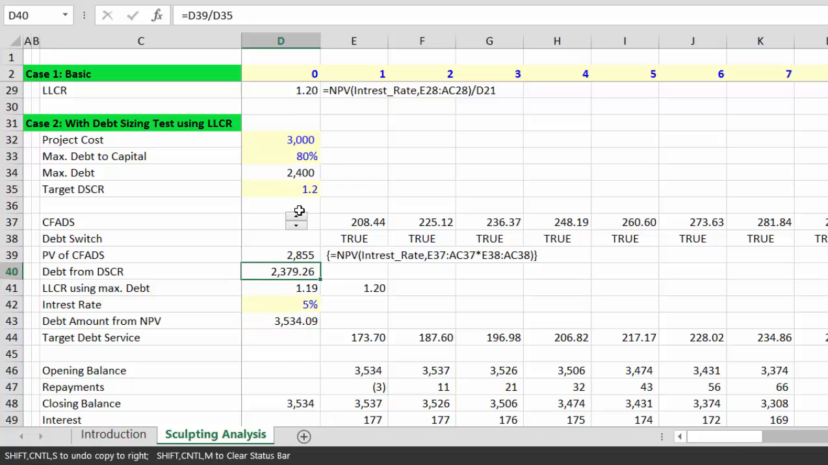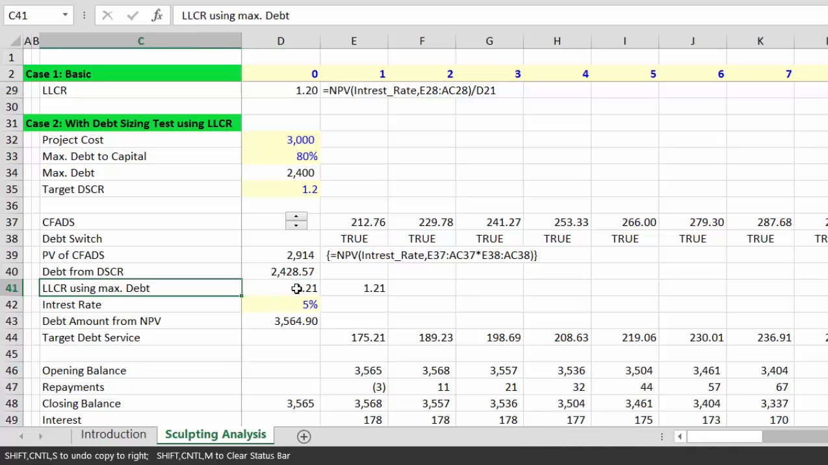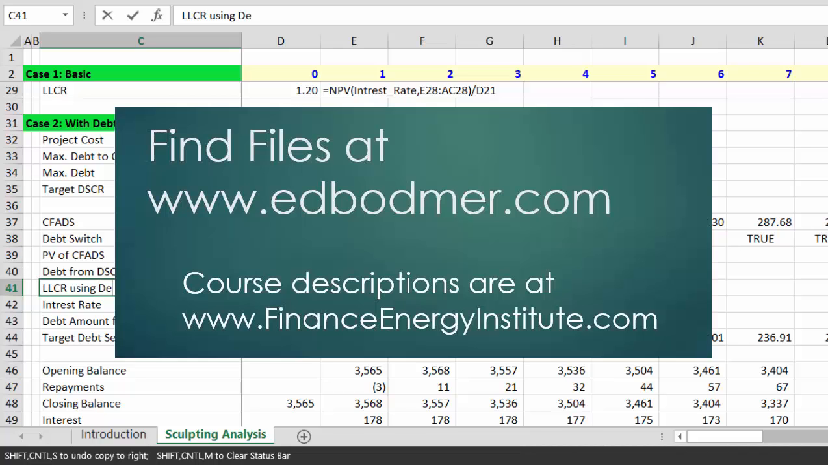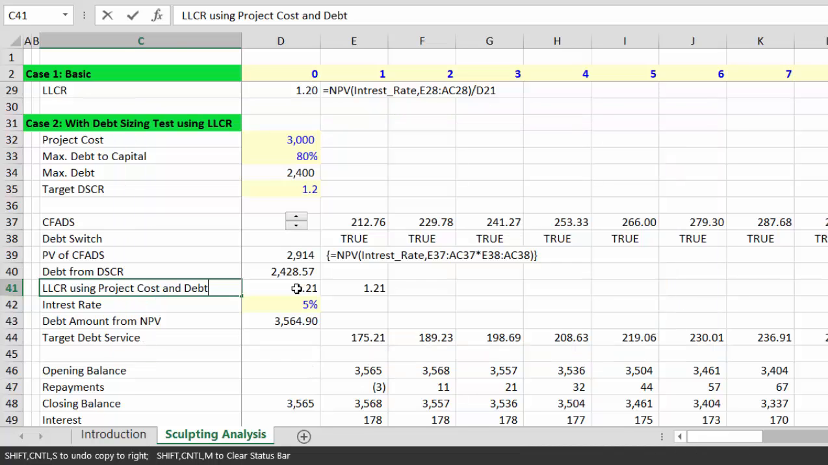Okay, now if we increase this a little bit, okay, then our LLCR, when our LLCR is higher, here's our LLCR, I should have said, the LLCR is the PV of the CFADS divided by the debt to capital. LLCR using, how about, debt, output project cost, and debt to cap.